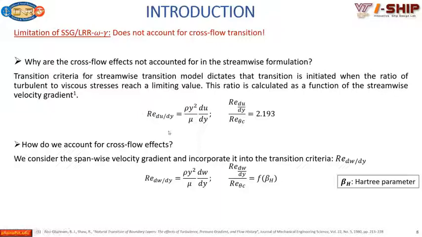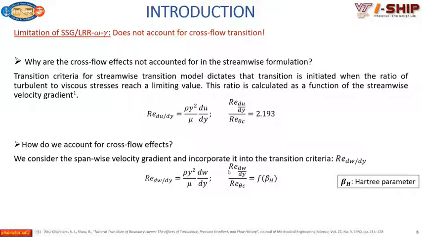Now, to overcome this, the simple solution is just to incorporate even the span-wise velocity gradient into the transition criteria, as shown here. It is to be noted that unlike the stream-wise case, there is no definite constant that defines the transition criteria, and instead it is a function of the Hartree parameter, which in turn is a function of the geometry and the pressure gradient along the body.